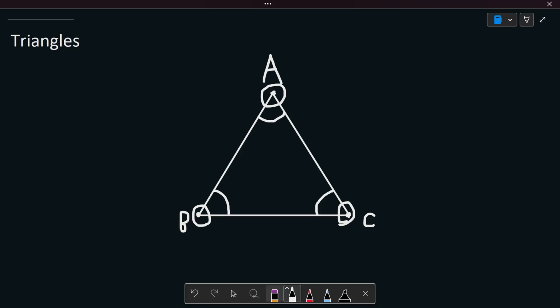So, how do we actually represent angles? How do we name them? As you can see, if we look at A over here, there are actually 2 ways we can represent it.